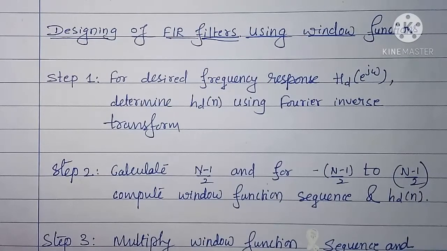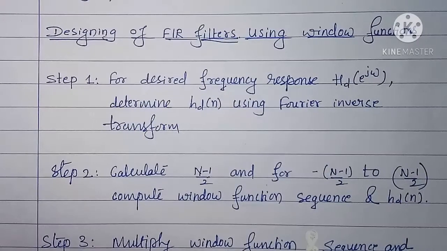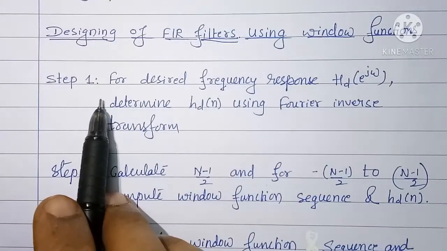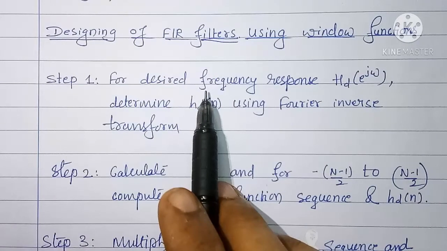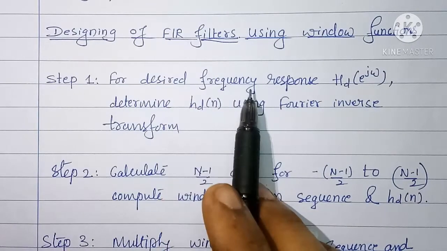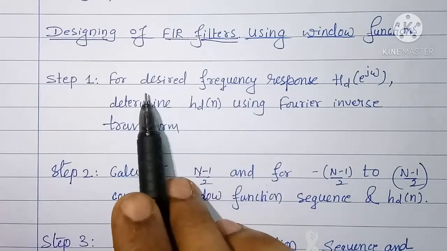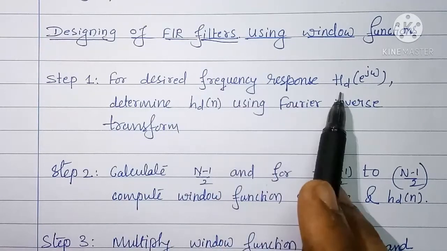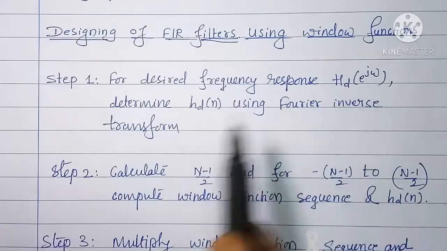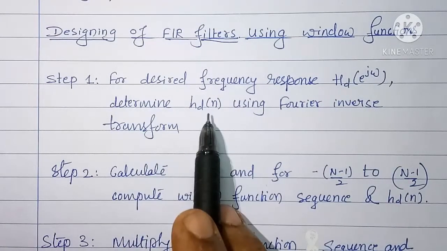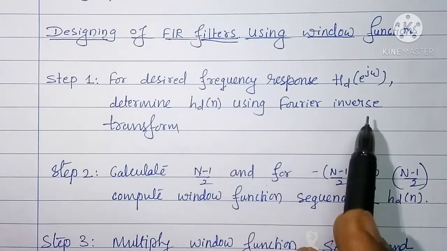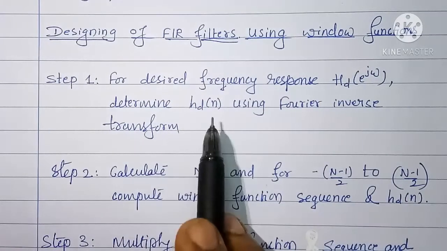Next we will see designing of FIR filters using window functions. First step, like in case of designing FIR filter using Fourier transform, here also for desired frequency response HD of e raised to j omega, we have to determine HD of n using Fourier inverse transform.